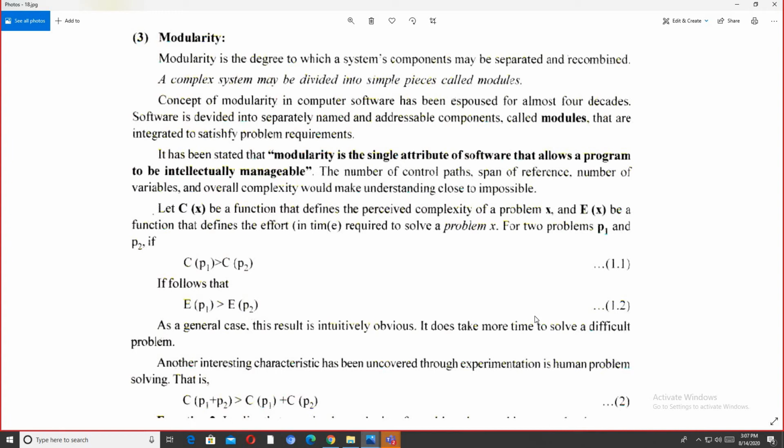It is self-explanatory. The concept of modularity in computer software has been espoused for almost 4 decades, just a piece of information. Software is divided into separately named and addressable components called modules. Now if someone asks what modules are, you can say that software is divided into separately named, you have to name them separately like module 1, module 2, module 3, and addressable. Whenever you are calling a particular module for its functions, it must be there.